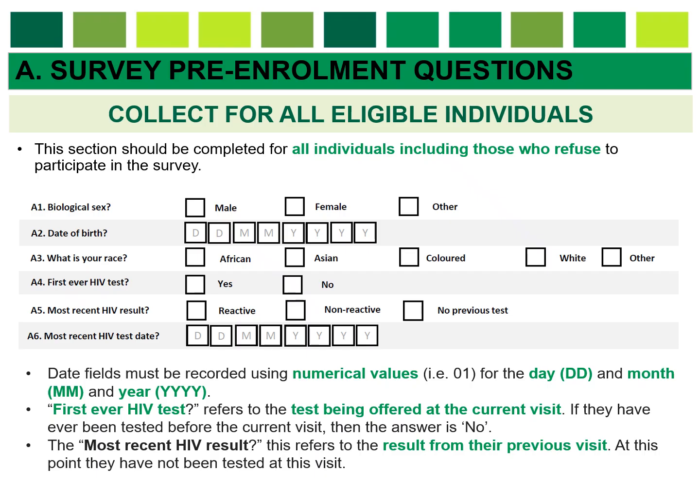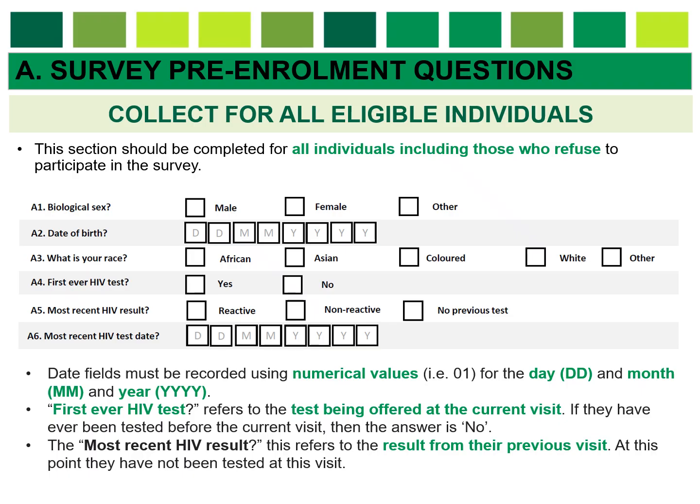Section A is the pre-enrollment questions. So we collect this from everyone, even people who refuse to take part. And this is one of the most important sections because this will help us determine which category the client falls into. So either a recent infection or a repeat tester. It starts off with the biological sex, the date of birth, so we can determine age, the race of the participant, and then questions A4, A5, and A6 are very vital.